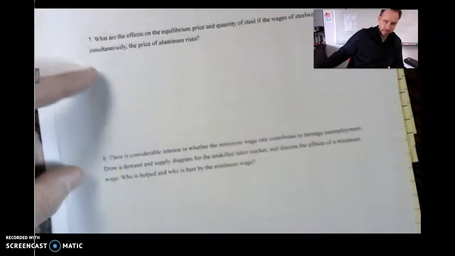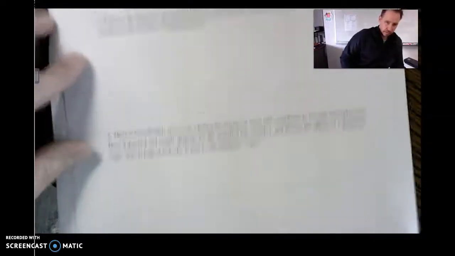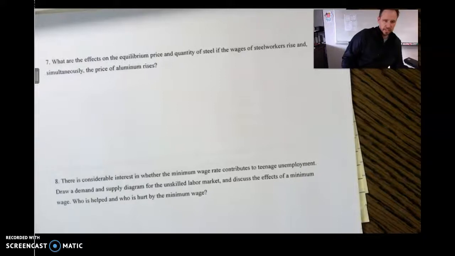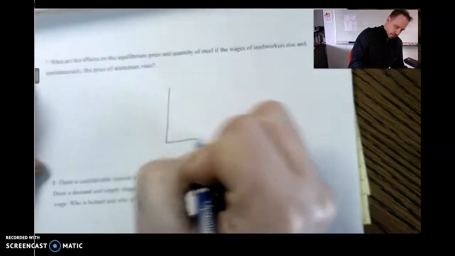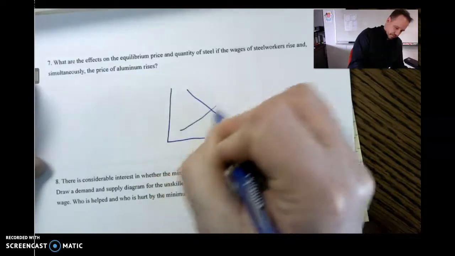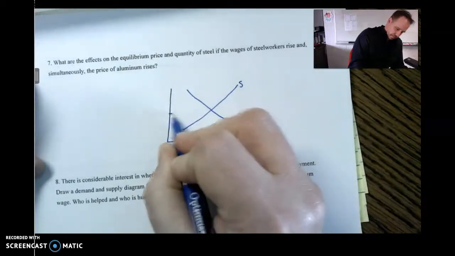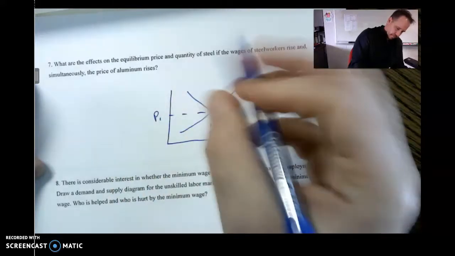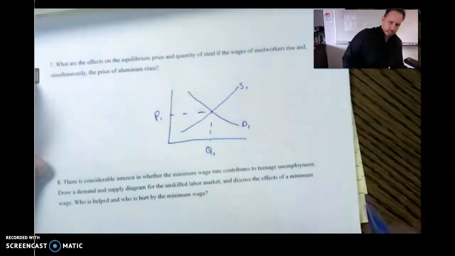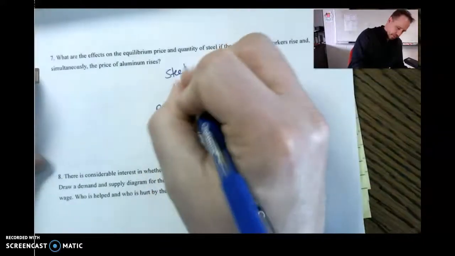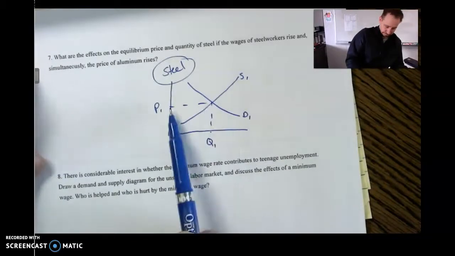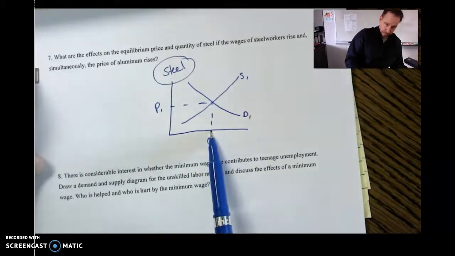Question 7 was the other one. It says, what are the effects on the equilibrium price and quantity of steel? So we're going to draw our demand curve and our supply curve. This is for steel, that's the market. So what are the effects on the equilibrium price and quantity? That would be this price and quantity right here.